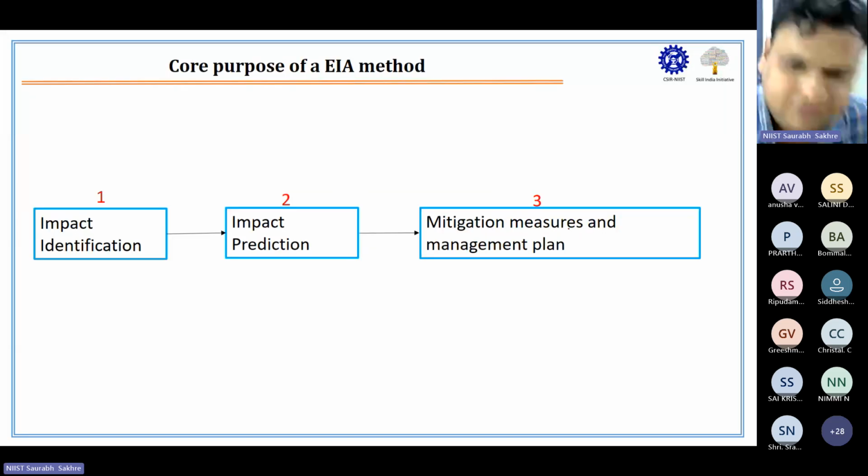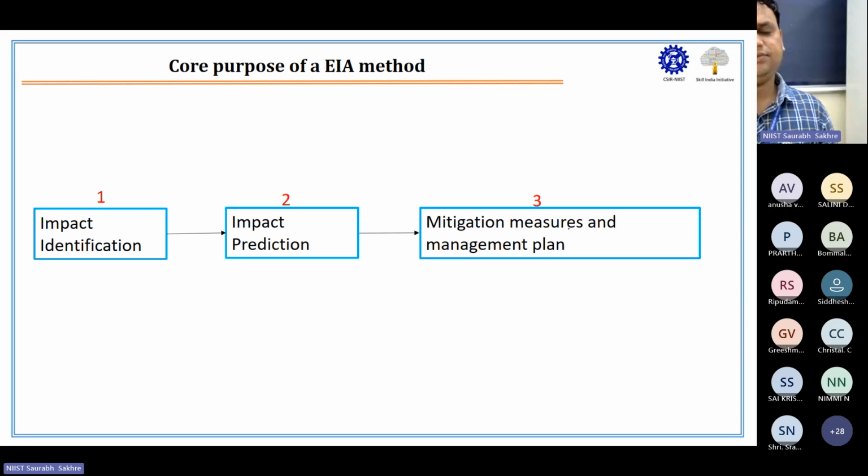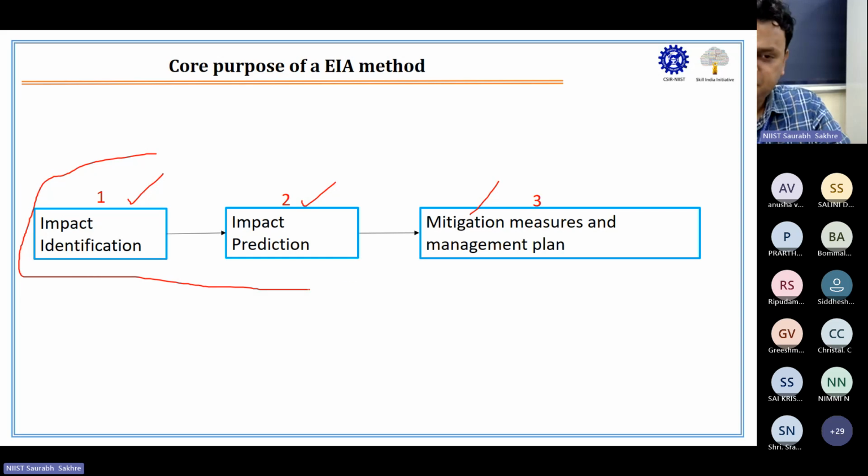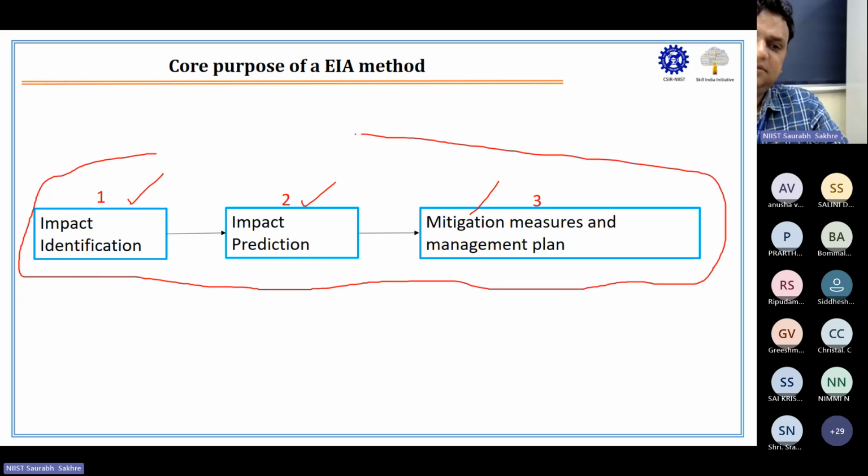One thing you need to understand is that any EIA will have three processes inbuilt, which you have to fulfill whatever methodology you follow. First there will be impact identification. Once you have identified the impact, you have to make the prediction out of it. Then there will be impact prediction, and then for that impact, you have to frame mitigation measures and a management plan. So: impact identification, impact prediction, and mitigation measures and management plan. This is the core purpose of EIA. These three things will always be there.